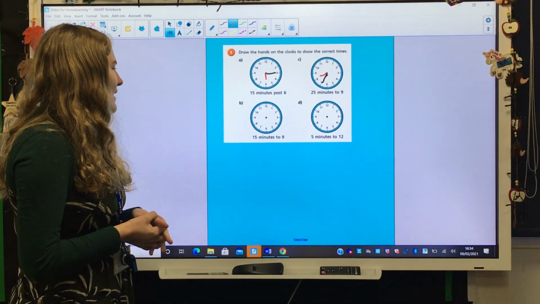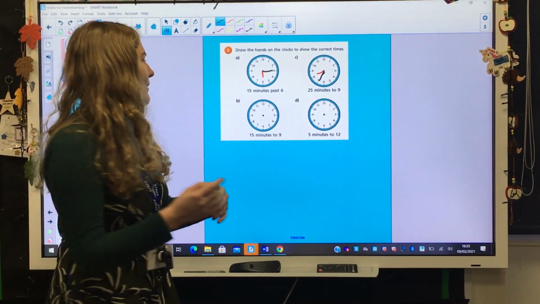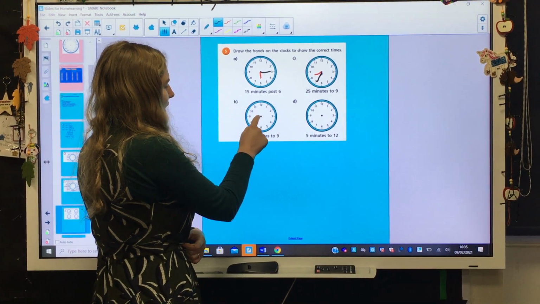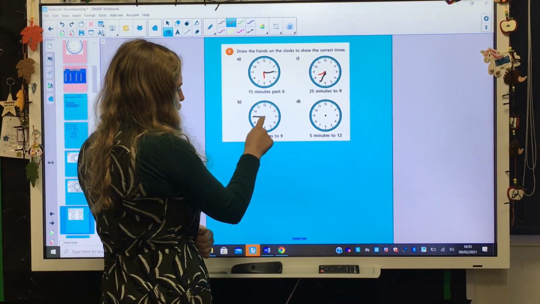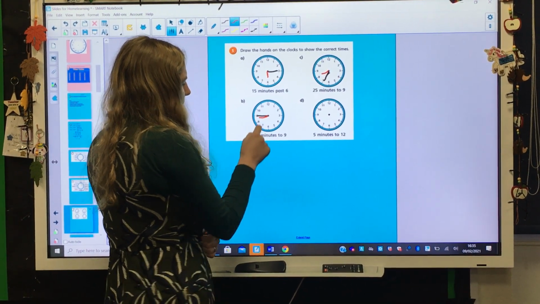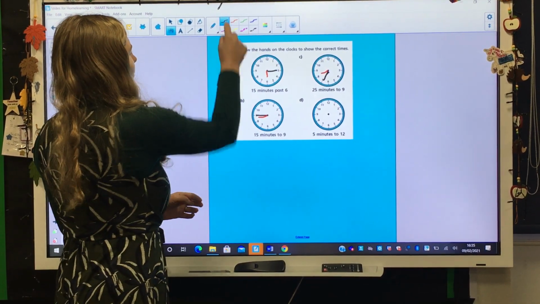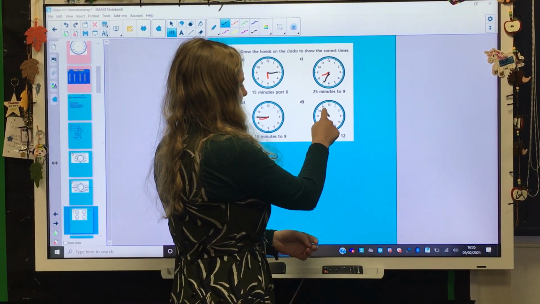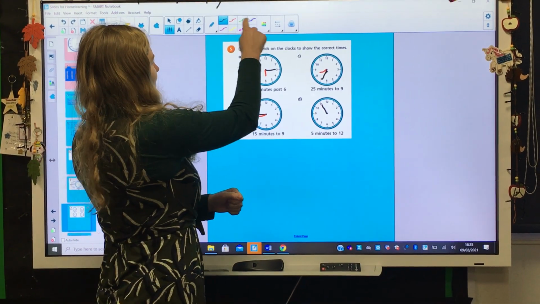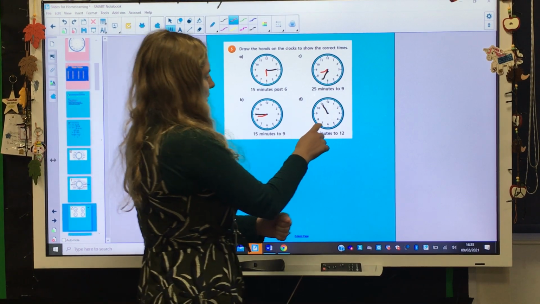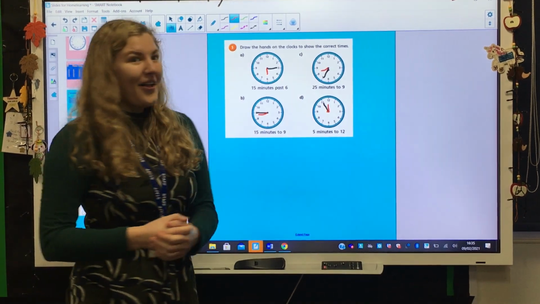Okay, this one says 15 minutes to 9. So if it's 15 minutes before 9, think about that. You can count backwards if you want. 5, 10, 15. Your big hand is going to point towards the 9. And your small hand is going to be just before the 9, because it's not quite 9 o'clock yet, is it, children? And the last one, we've got 5 minutes to 12. So your big hand is going to point at the 11, because it's one jump of 5 minutes before 12, and then your small hand is going to be pretty much on that 12. There we go.